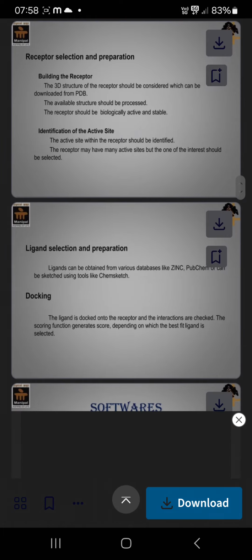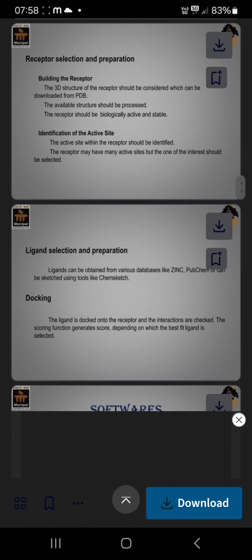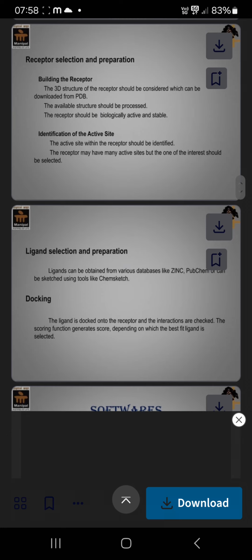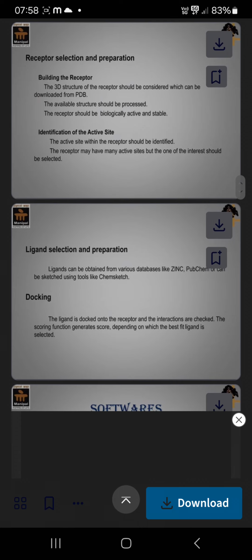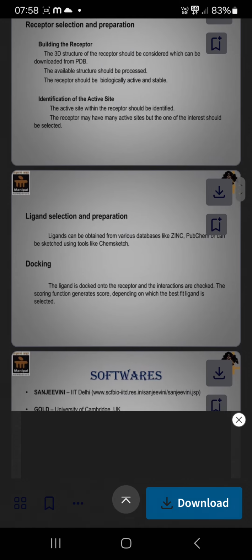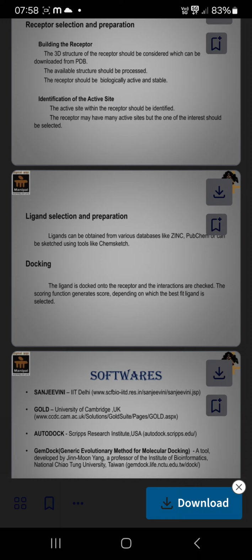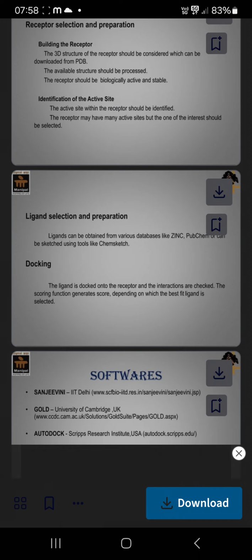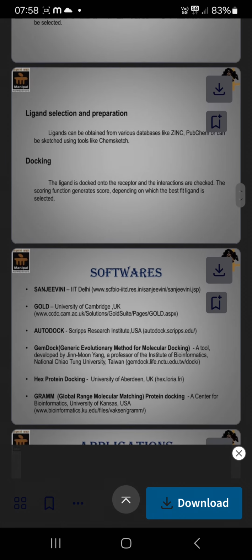Ligand selection and preparation. Ligand can be obtained from various databases like ZINC, PubChem, and other sources. You can draw it, sketch it using tools like ChemSketch. Now, docking. The ligand is docked onto the receptor and the interactions are checked. The scoring function generates a score, depending on which the best fit ligand is selected.